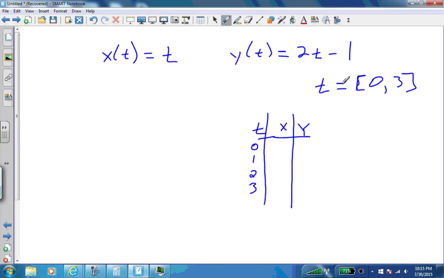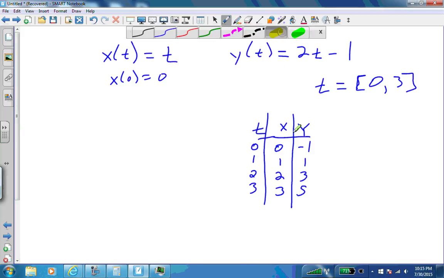and find out for each of those t's what's the corresponding x and y. So if we put a 0 into this function, we get 0. If we put a 0 into this function, we get minus 1. If we put a 1 into this function, we get a 1. A 1 into this function, we get 2 minus 1. If we put a 2 in, we get 2, 3. If we put a 3 in, we get 3. And then into that one, we get 5.